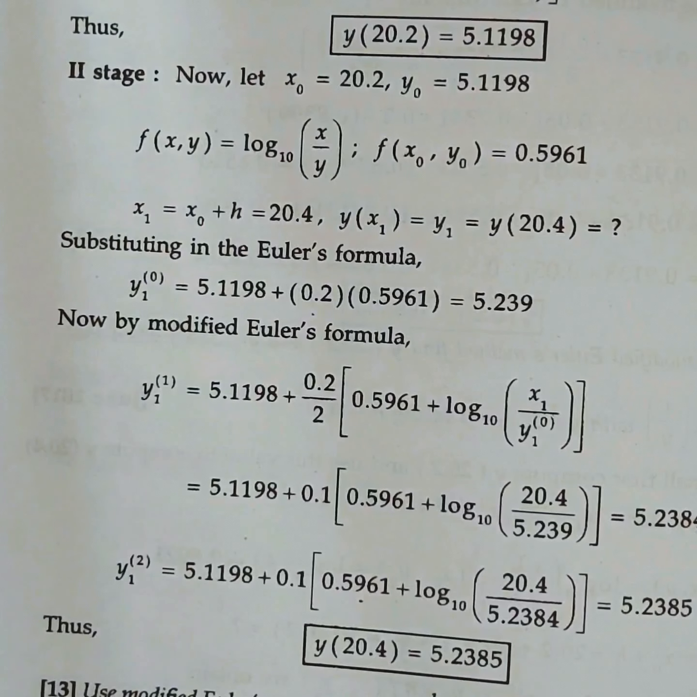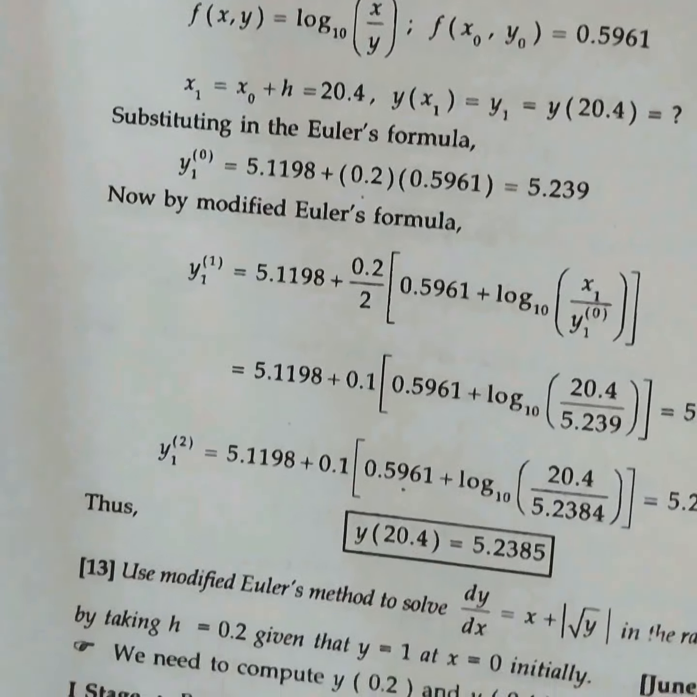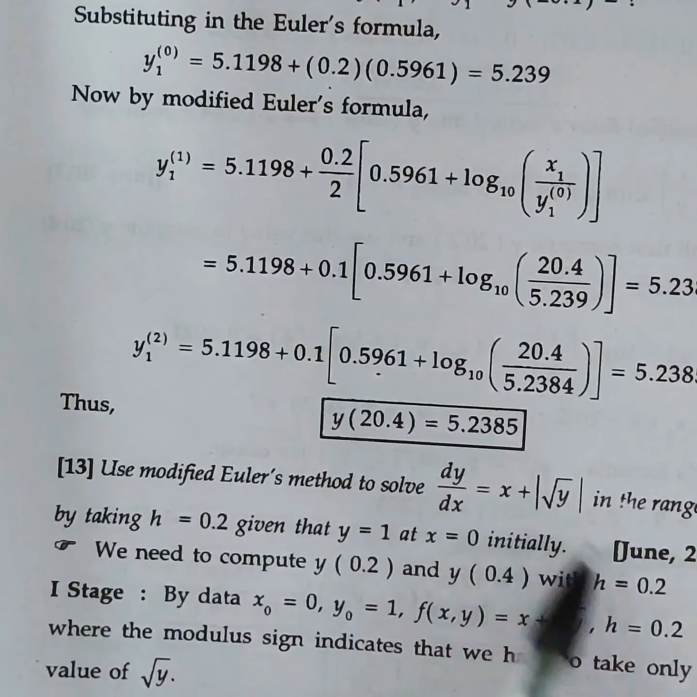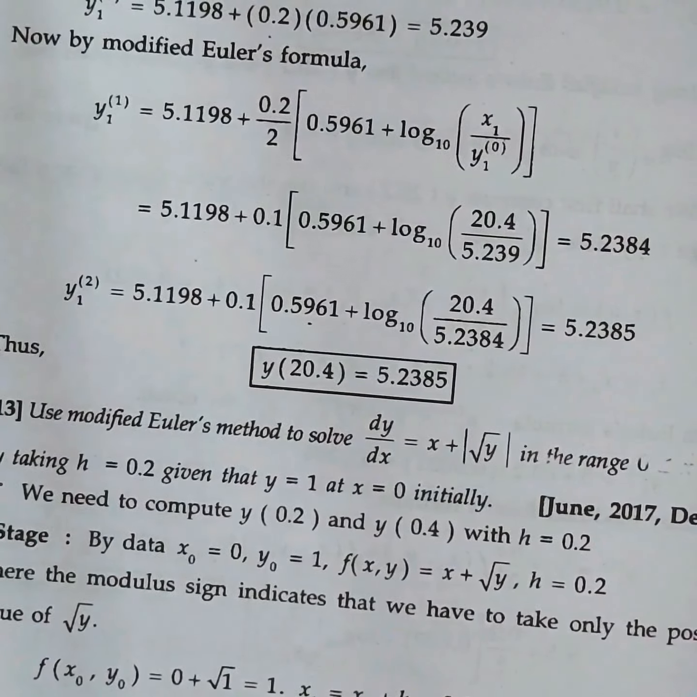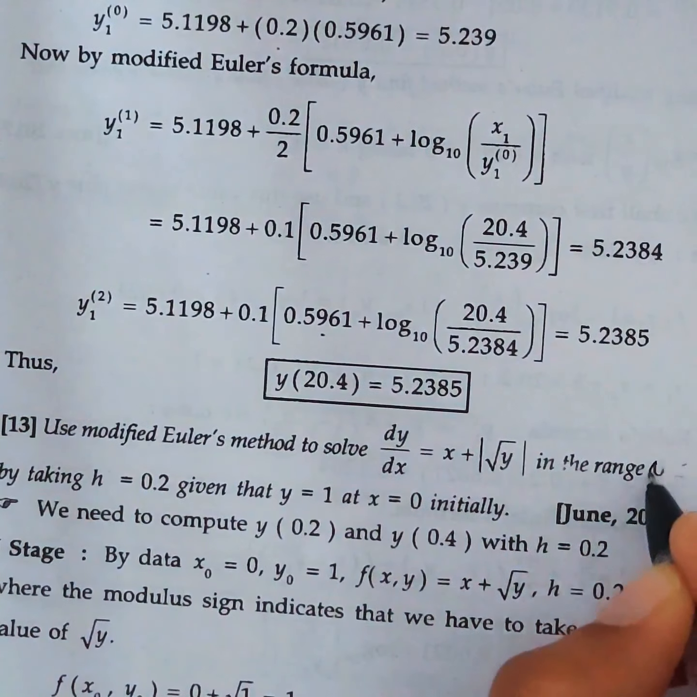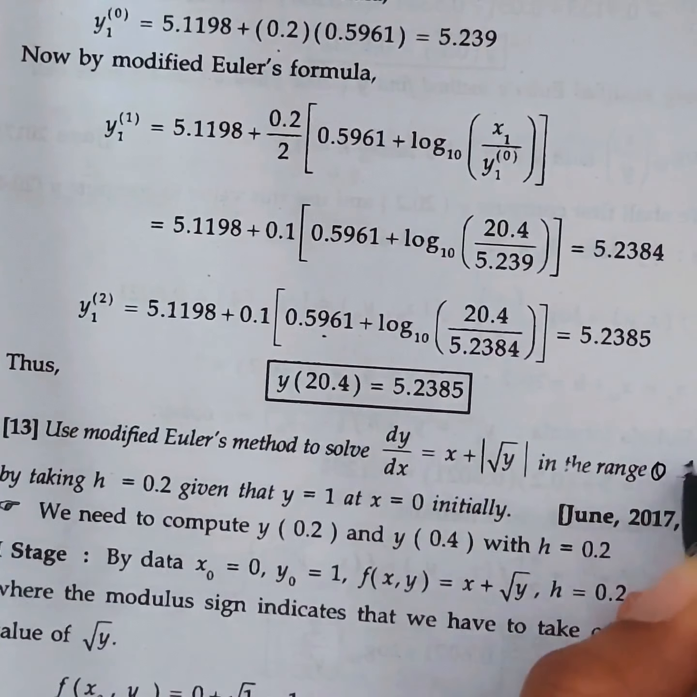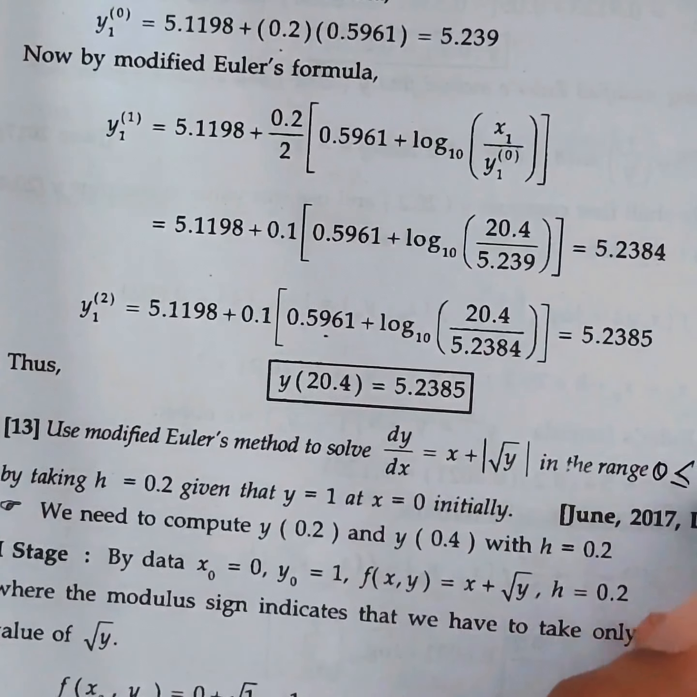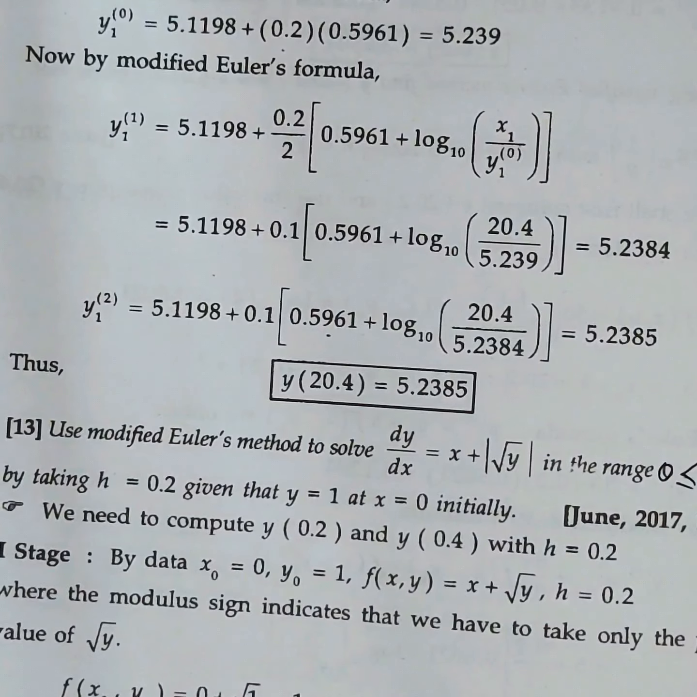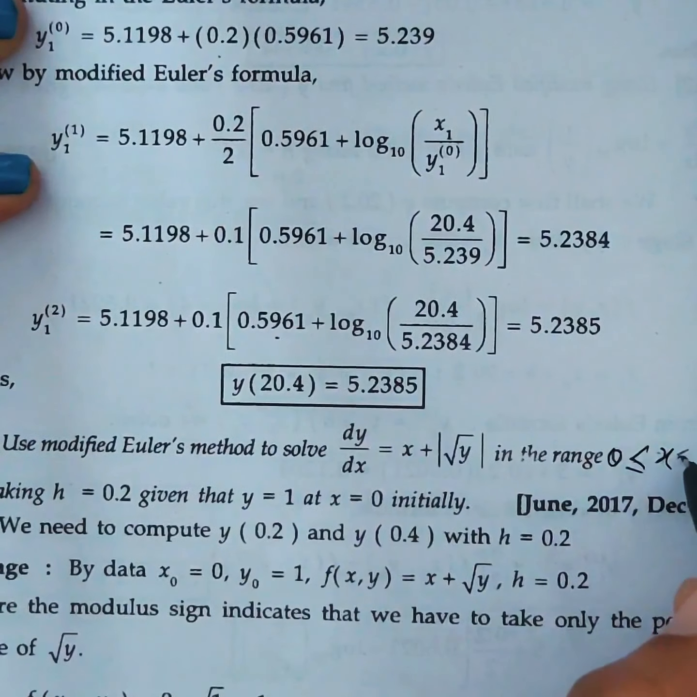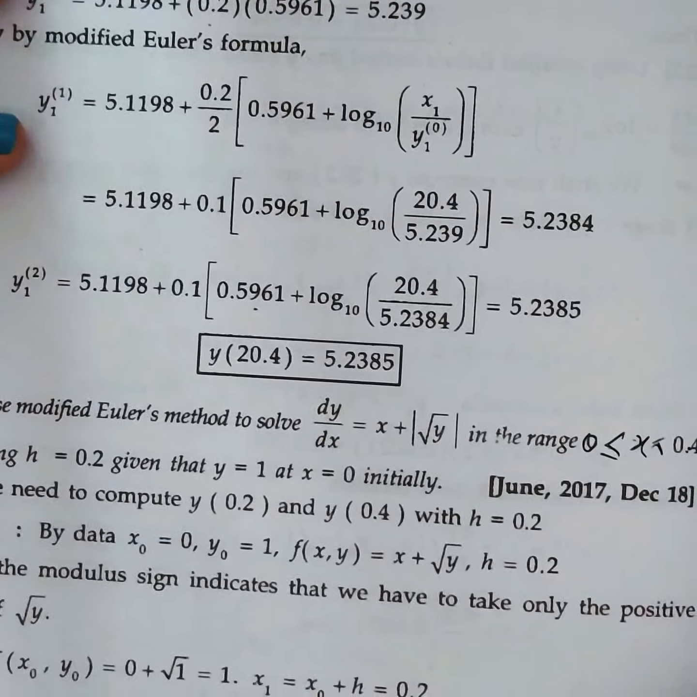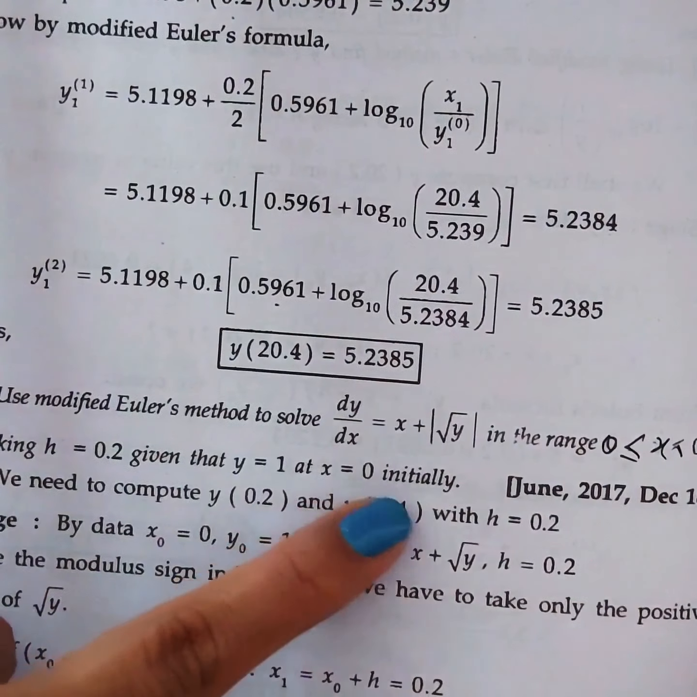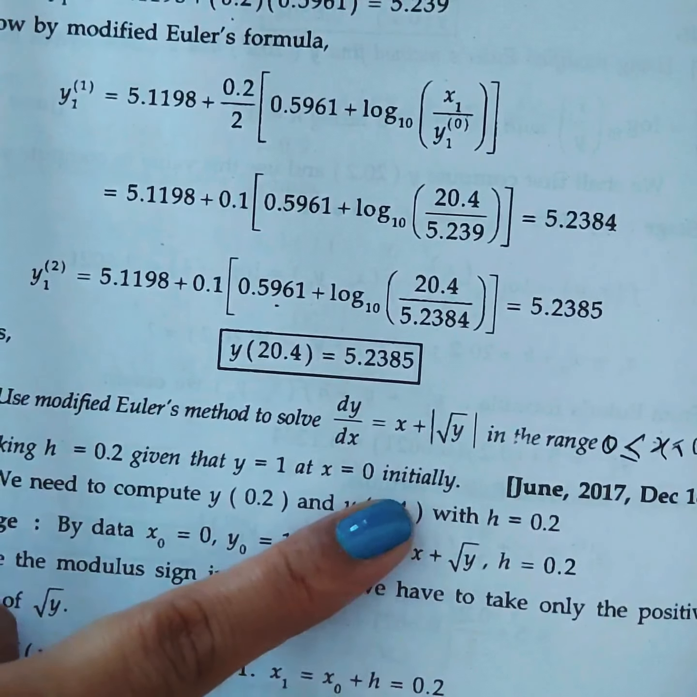Now see the next problem. This is a repeated V2 question. Hope you can solve it on your own. dy by dx is equal to x plus root of mod y, and they have given the range 0 to 0.4. This is not visible, so they have mentioned that x is in the range 0 to 0.4. By taking h as 0.2, given that y is equal to 1 at x is equal to 0 initially.